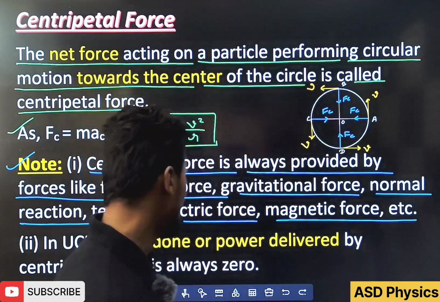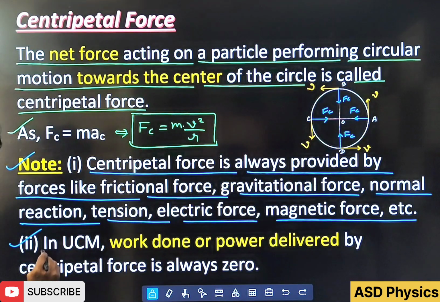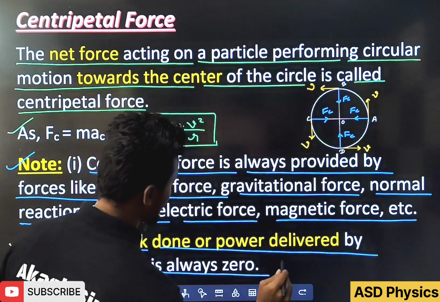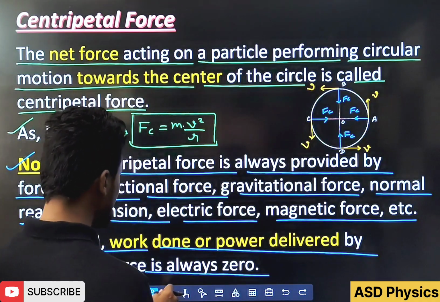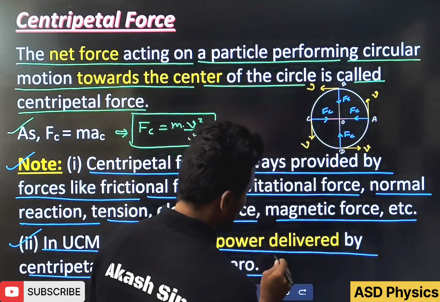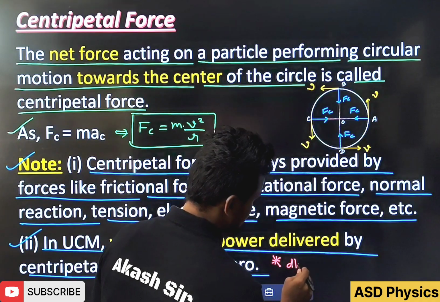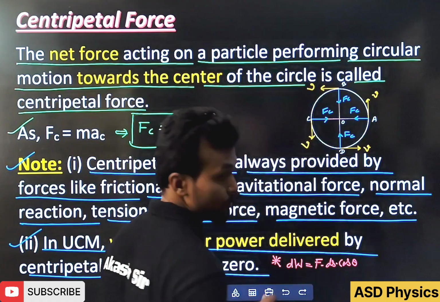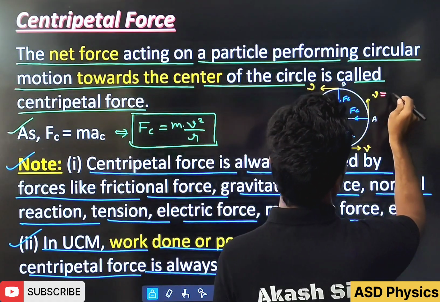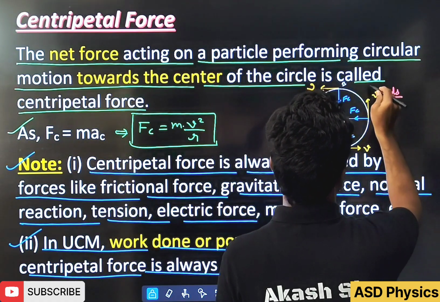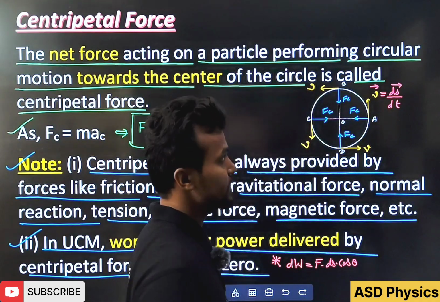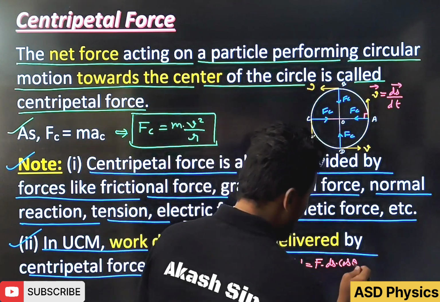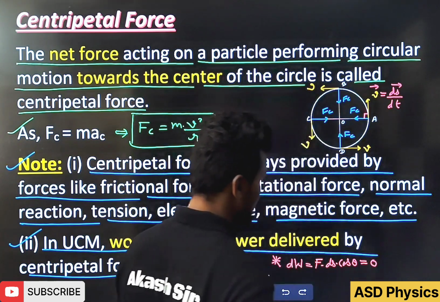Okay, remember it. And here you can see the next point. In uniform circular motion, work done or power delivered by centripetal force is always zero. How can we tell work done is zero here? We know the work done formula is given by dW equal to F into ds into cos theta. And instantaneous velocity means ds by dt. Direction of v and direction of ds is same. So you can see force and displacement are making how much angle? 90 degrees. And whenever the angle theta is 90 degrees, the work done will be how much here?